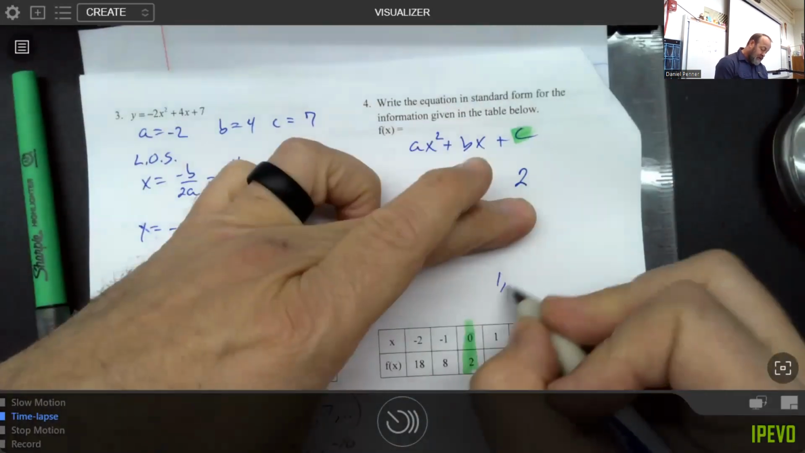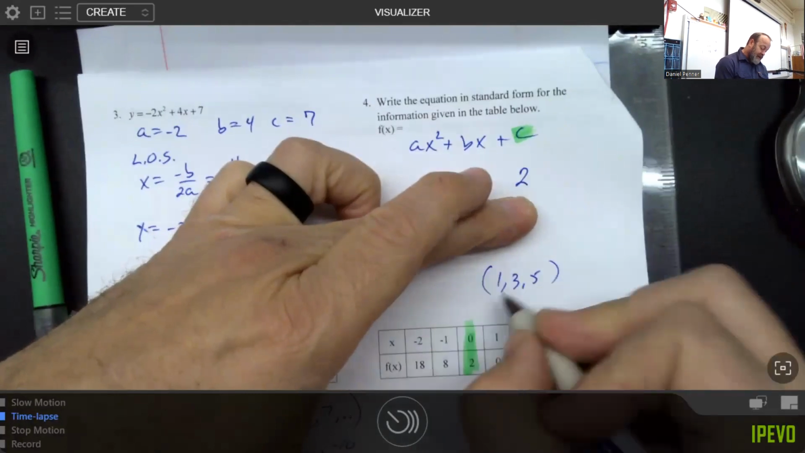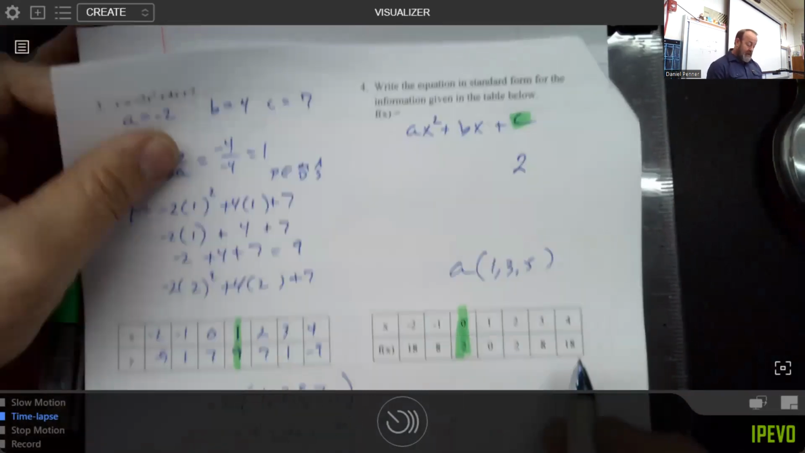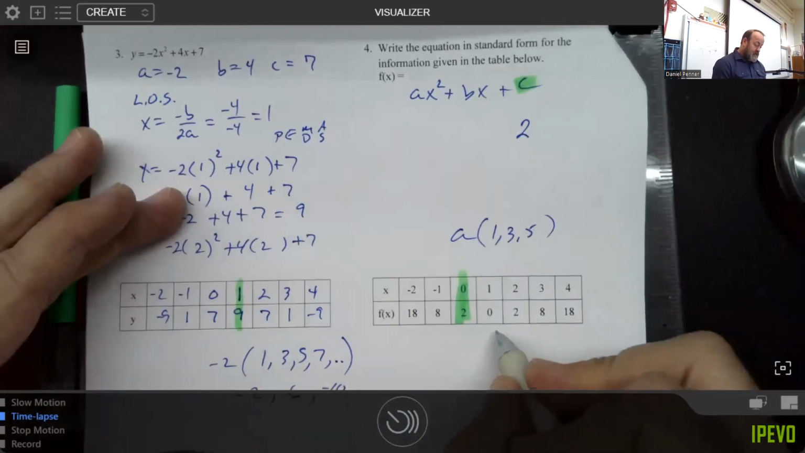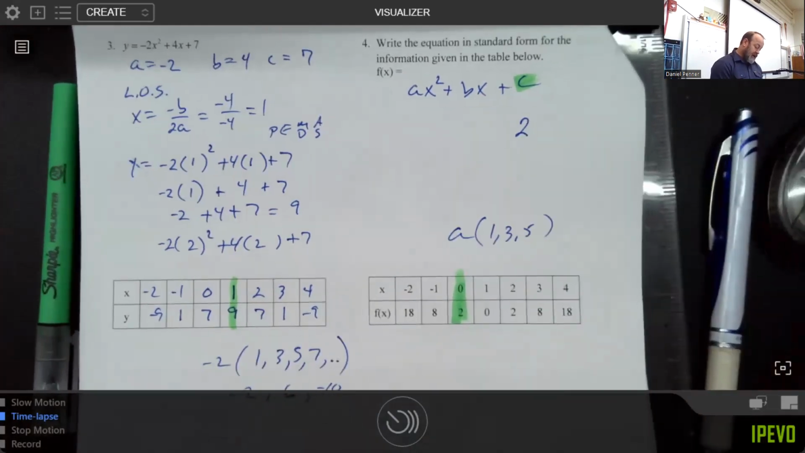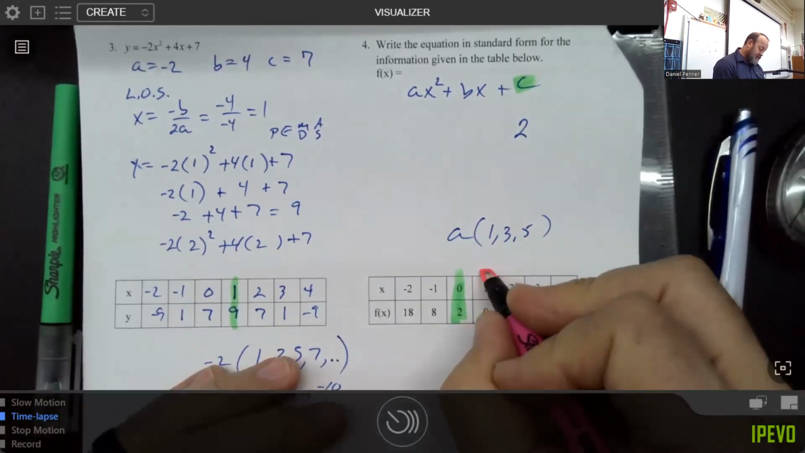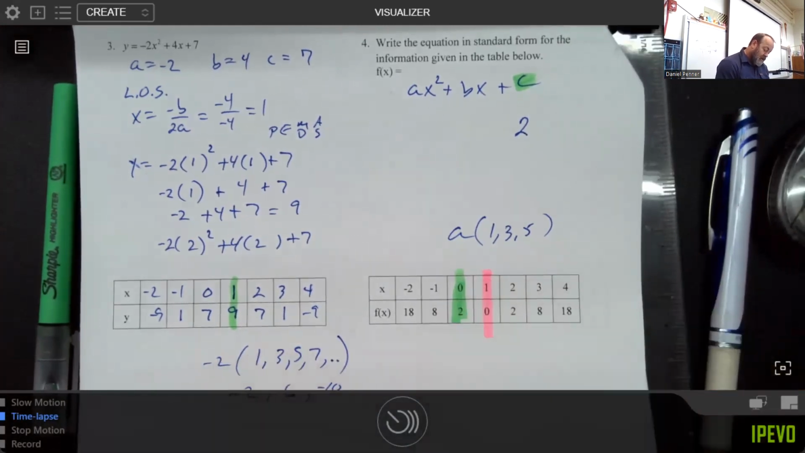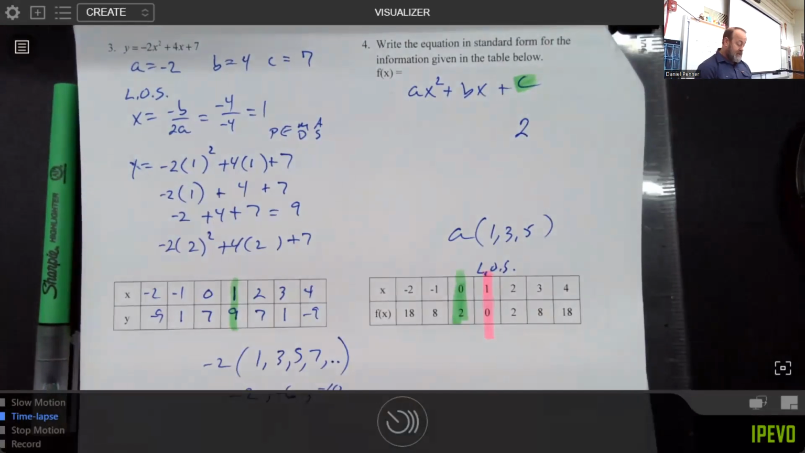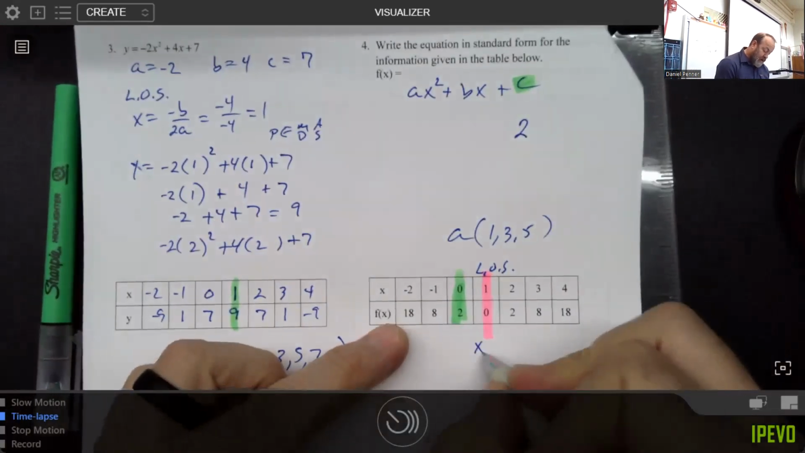I also know that there's a 1, 3, 5 pattern that gets multiplied by that A value. So when I look for where my table is centered, which is right here, again, I'm going to go ahead and grab my line of symmetry right here. I'm going to put that one in pink. This is my LOS, or my AOS, depending on what teacher you have. That's my line of symmetry, and it happened at x equals 1.